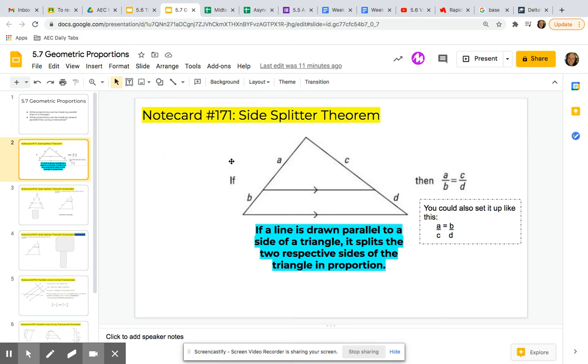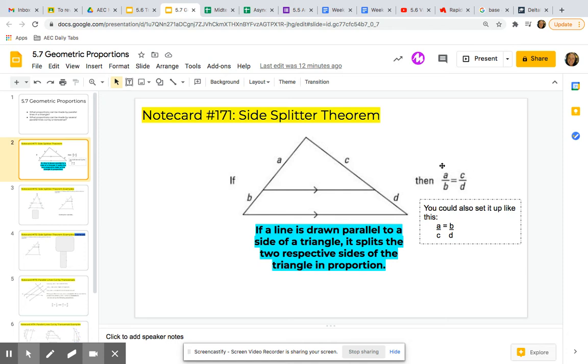Note card 171 is called the side splitter theorem. We've got a triangle and we split the side with a line that is parallel to the base, or parallel to one of the sides of the triangle. When that happens, it splits the two respective sides of the triangle in proportion. So we know no matter where it splits it, that A is to B as C is to D. And that's what this is right here.